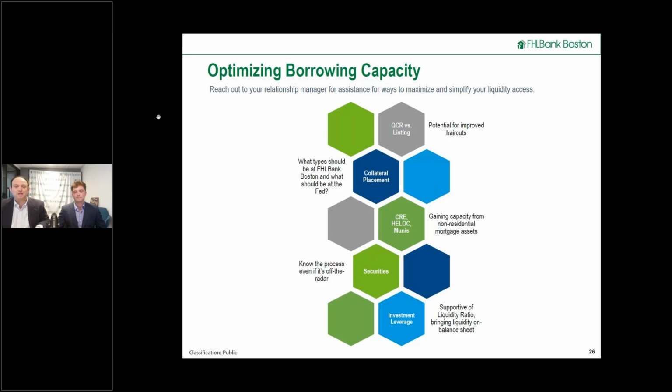So just from an optimization standpoint, if we don't take it, it should go over to the Fed. And if we take it, then that's a way for you to get excess capacity with us up to your advances to asset limit. In that same vein, when you think about things like CRE, HELOC, and munis, you'd be surprised sometimes that members have those types of assets and aren't set up to pledge them. Oftentimes relying on the residential loan portfolio alone can get you where you need to go.